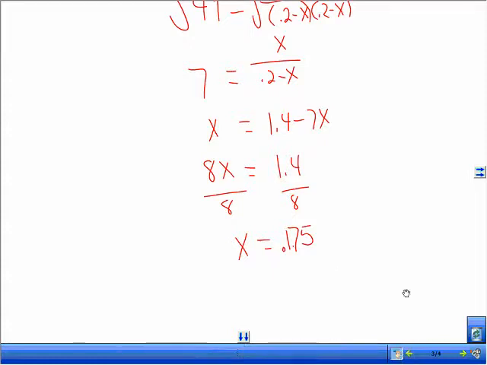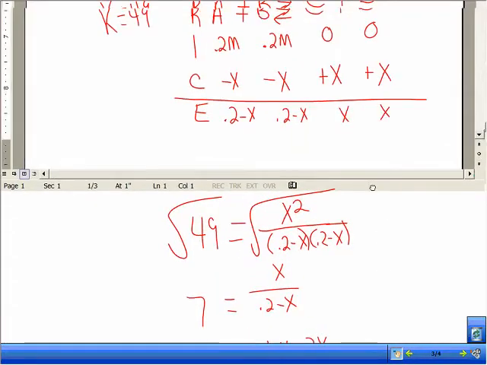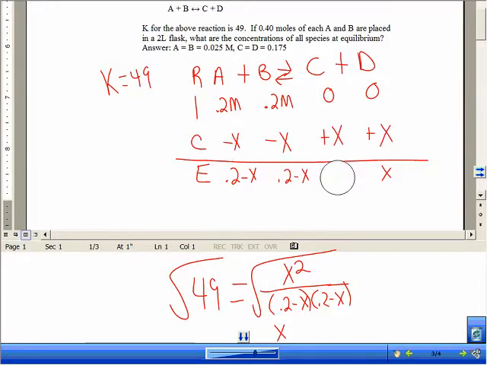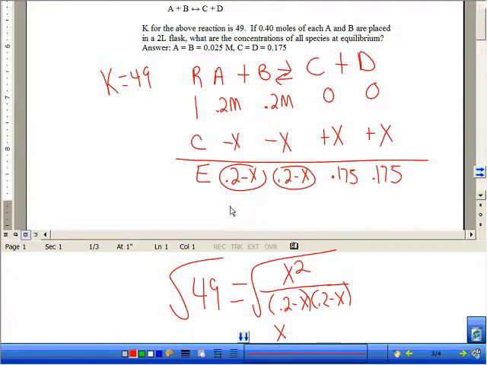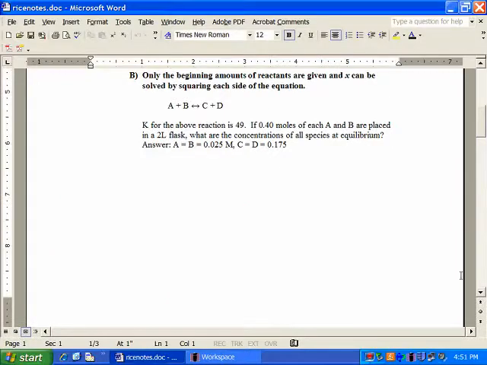If I trace back up at equilibrium what X is, you'll find that X is 0.175 here and 0.175 here. In order to find this guy and this guy, I take 0.2 minus X, so you get 0.025 and 0.025. And that's as simple as that one gets.